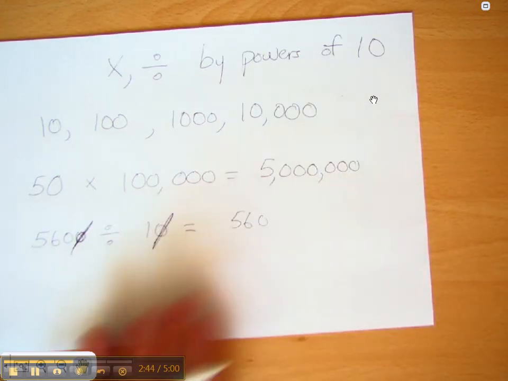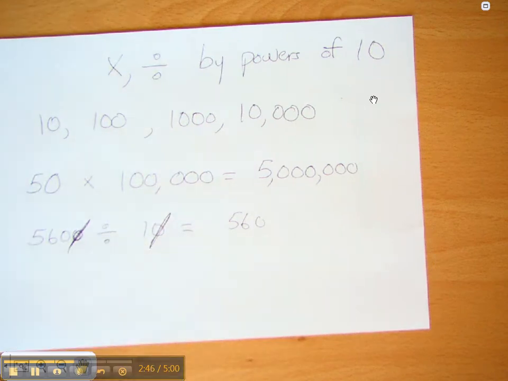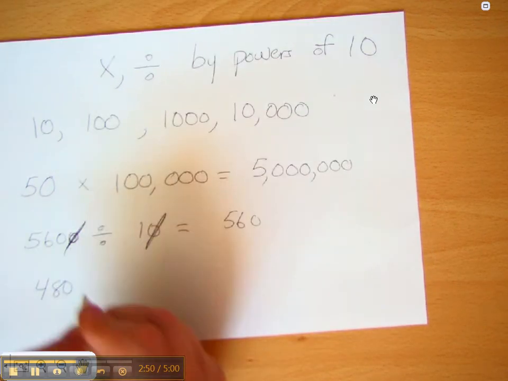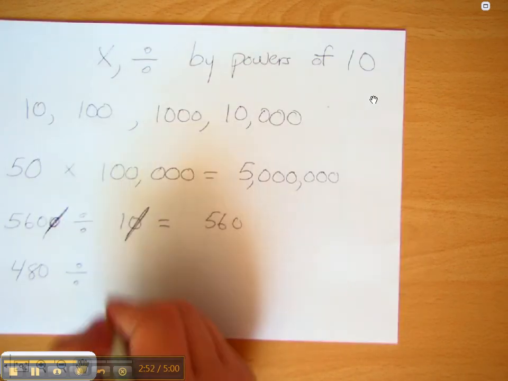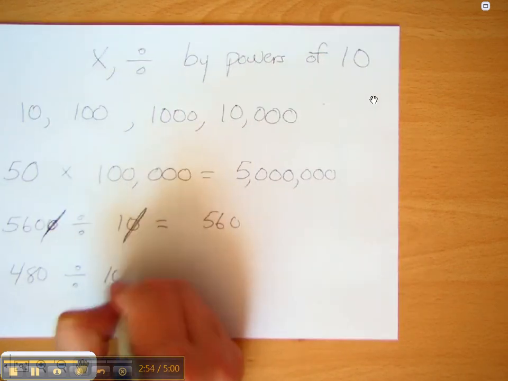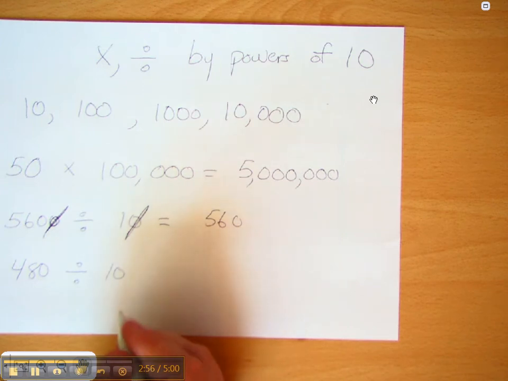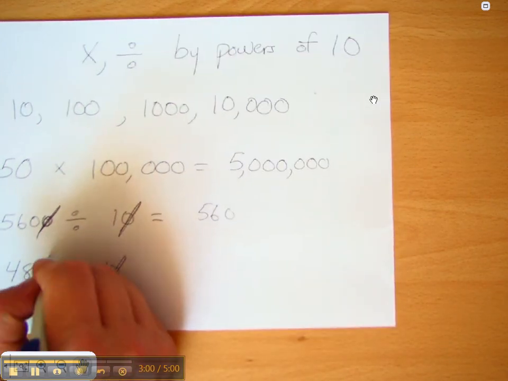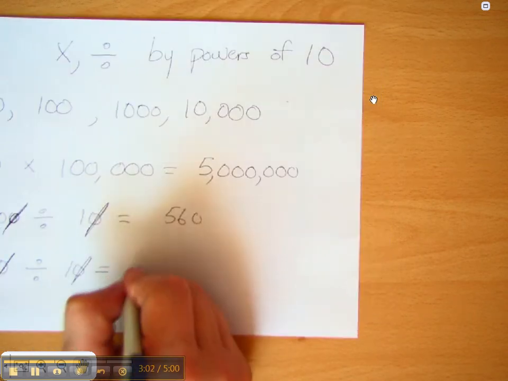So 5,600 divided by 10 is 560. Let's try another one. What if we had 480 divided by 10? Well, we cancel a 0 here and we cancel a 0 here. 480 divided by 10 is 48.